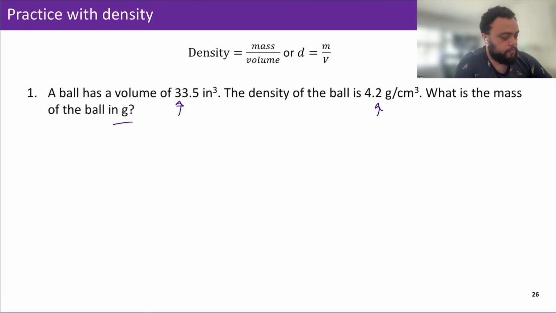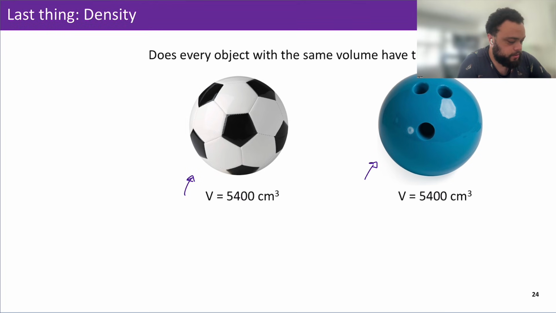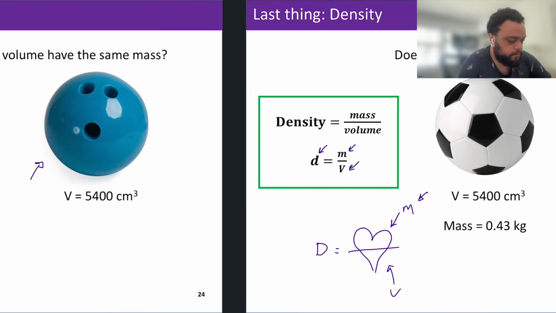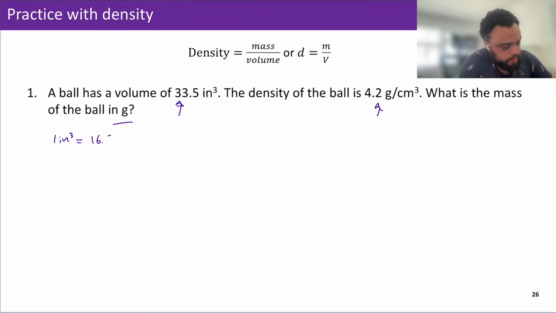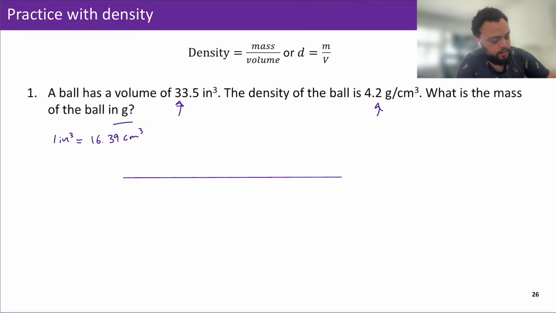So, we do know from before we can use 1 inch cubed is equal to 16 point, what was it? Let's take a look back. 39 centimeters cubed. And we can use that as a conversion factor. We can set up one of these train tracks and we can say 13.5 inches cubed. This is where we're starting with, right?